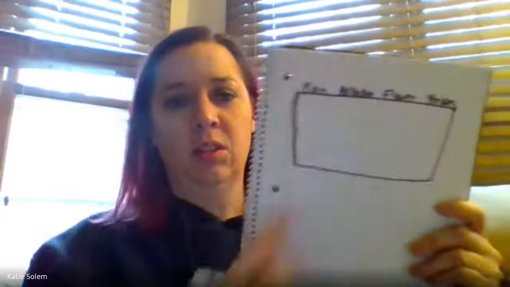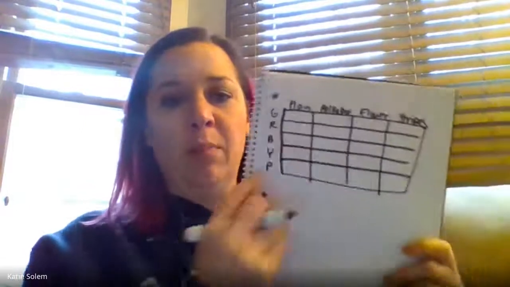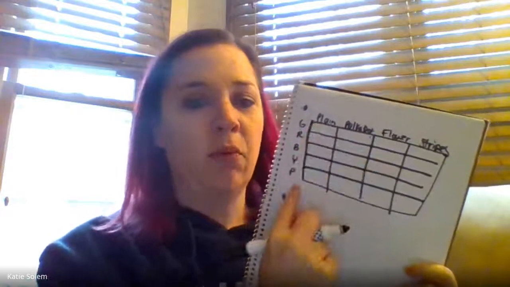So I started off by making the categories of wrapping paper. Then it says that there are 5 colors of ribbon: green, red, blue, yellow, pink. So I have green, red, blue, yellow, pink. So I've made my chart that shows my choices of wrapping paper and my choices of ribbon.